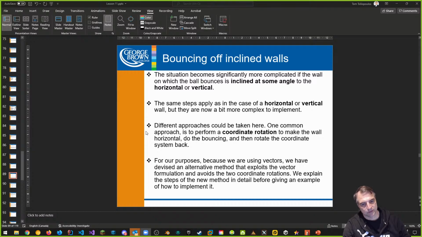A common approach is to perform a coordinate rotation to make the wall horizontal, do the bouncing, and then rotate everything back. So treat it as if everything is horizontal. That's kind of a neat way of doing it. For our purposes, because we're using vectors, we have devised an alternative method that exploits the vector formulation and avoids the two coordinate rotations. But coordinate rotation is definitely a way of bouncing off inclined walls.